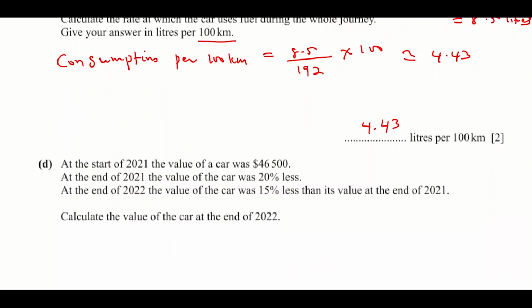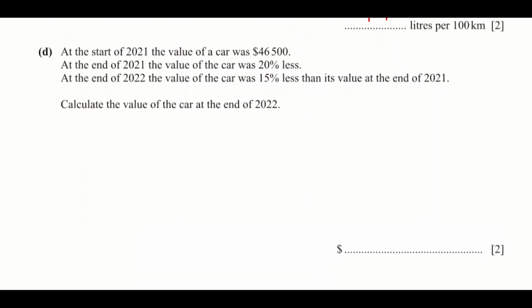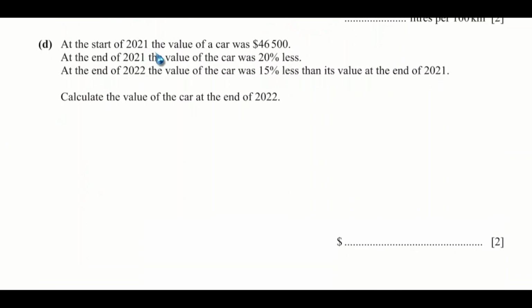Let's look into question 1D. At the start of 2021, the value of a car was $46,500. At the end of 2021, the value of the car was 20% less. At the end of 2022, the value of the car was 15% less than its value at the end of 2021. Calculate the value of the car at the end of 2022.